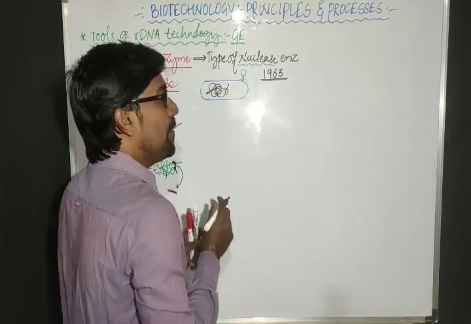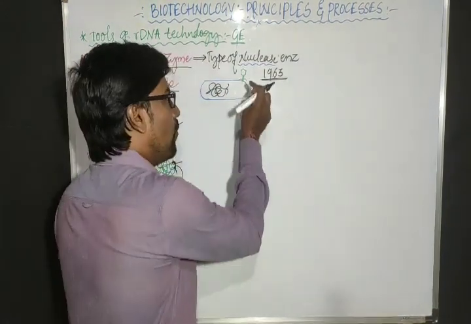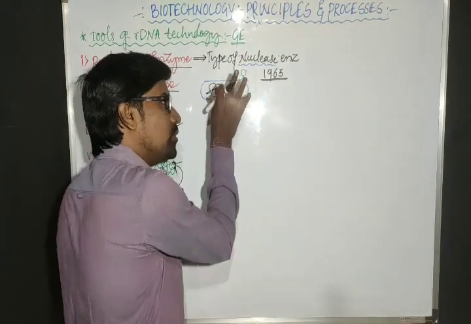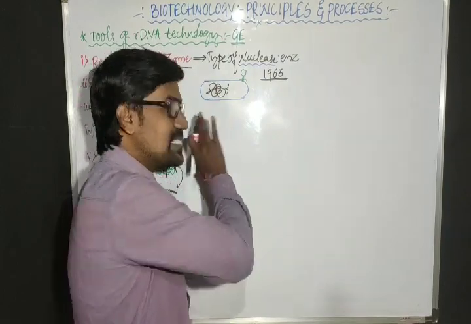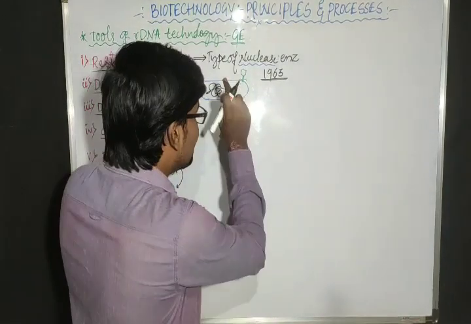But what the scientists observed was, when the bacteriophage attacks the E. coli cell, this bacteriophage will not survive inside the E. coli cell.